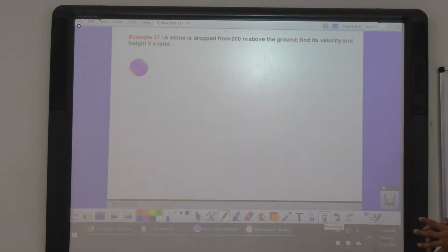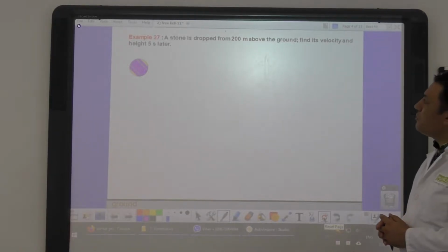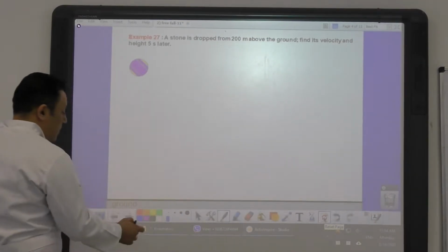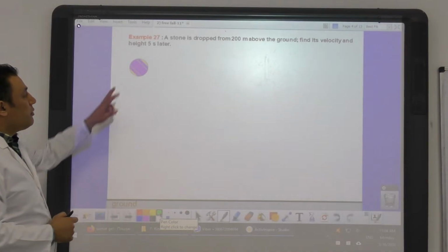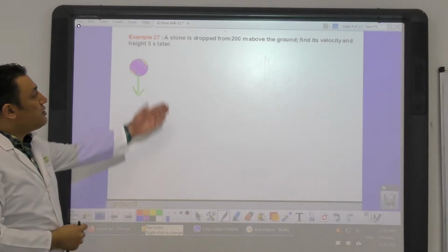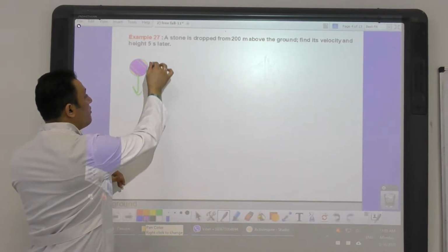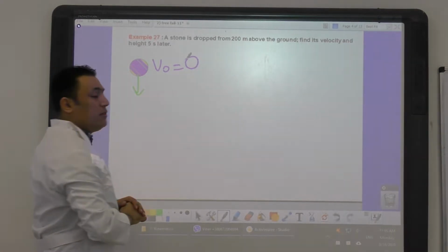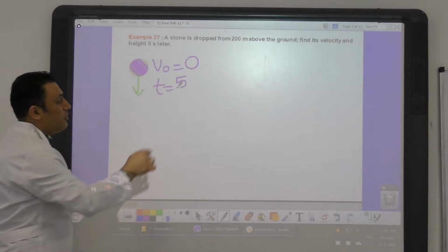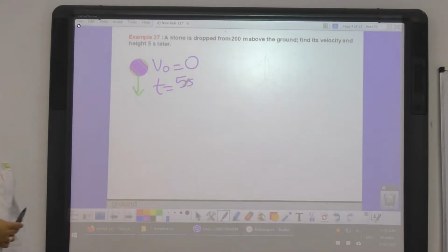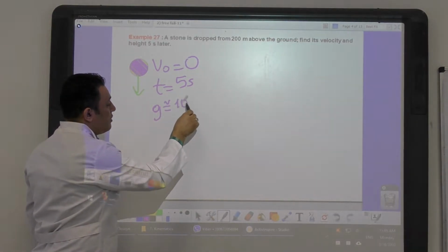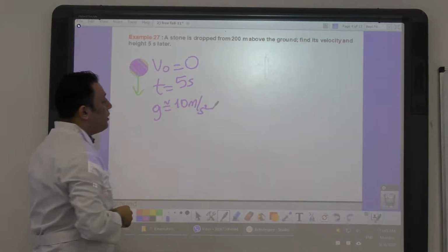Okay, let's take a look at an example. A stone is dropped from 200 meters above the ground. Find the velocity and height after 5 seconds. So, here is my ground zero level, here is my object. The object is going to start falling down. Since the stone is dropped, the object will have an initial velocity of 0. And I would like to calculate the speed and height of the object after 5 seconds. The acceleration of gravity will be used as approximately 10 meters per second squared.